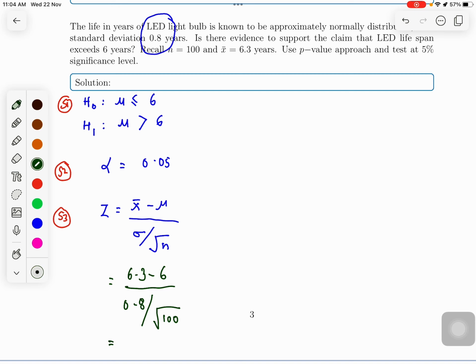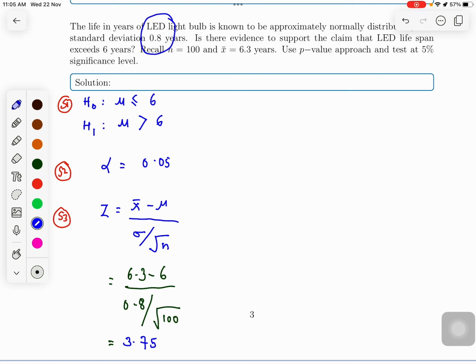So please calculate this before we find the p-value, right? So please calculate together. 6.3 minus 6 over 0.8 divided by square root of 100. So my answer is 3.75. Okay, so now this is the crucial step in p-value approach.